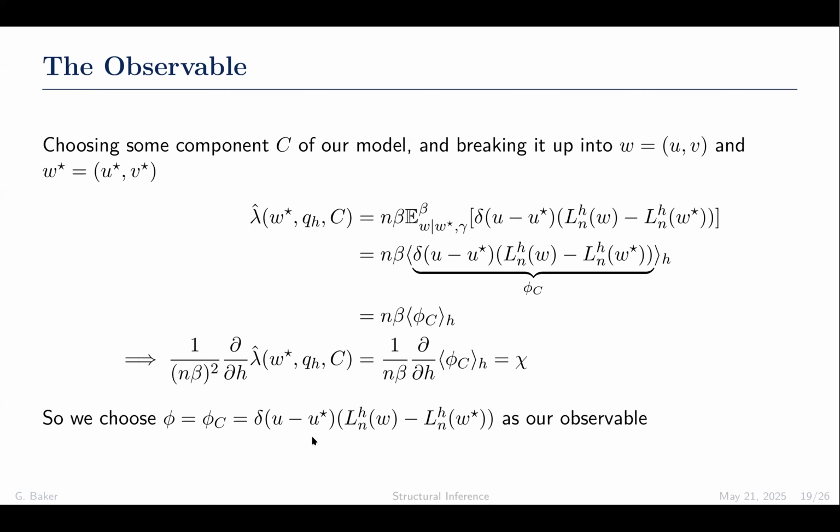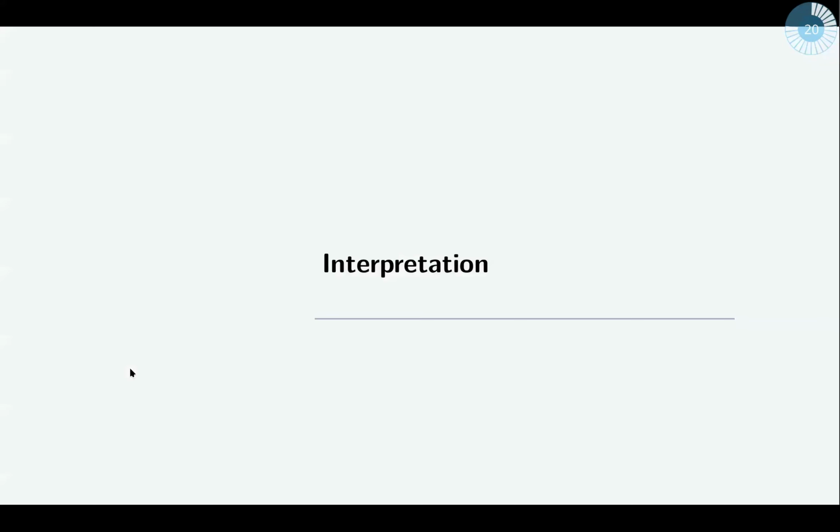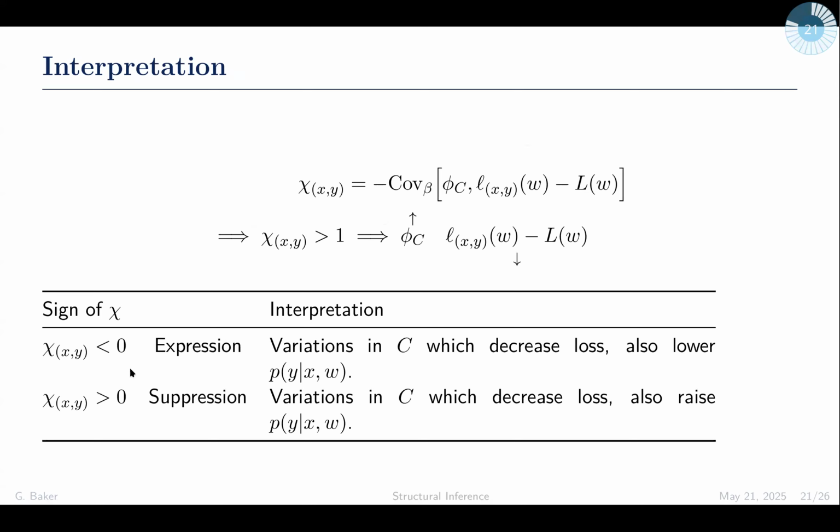And really, this isn't quite right. Our observables never end up caring about H, I don't think, because we take the derivative at 0. So it's a little bit wrong, but I mean, it's fine. So now we go on to interpretation.